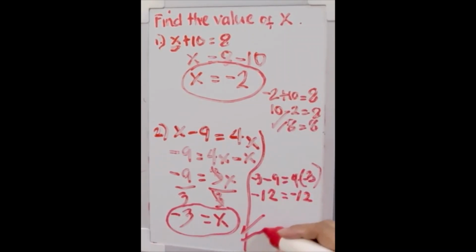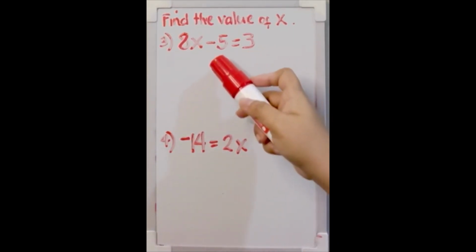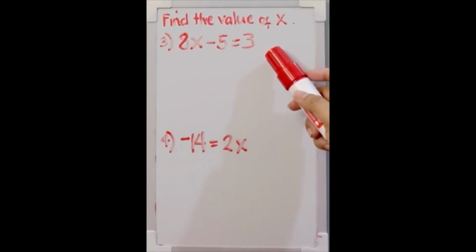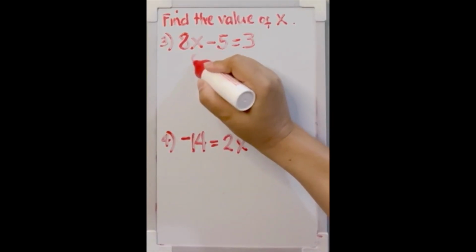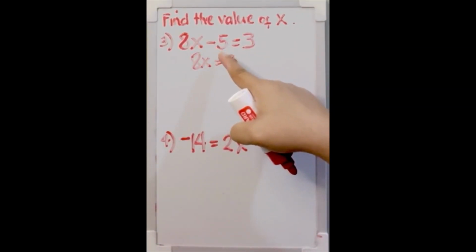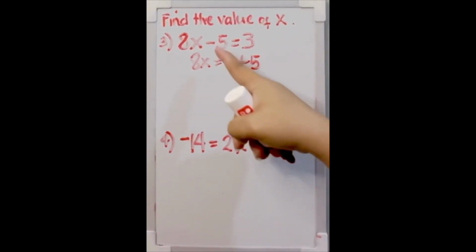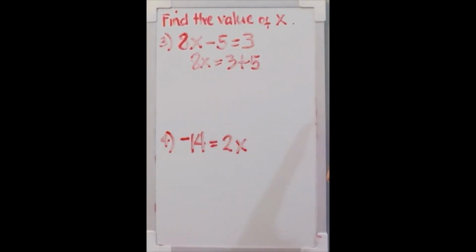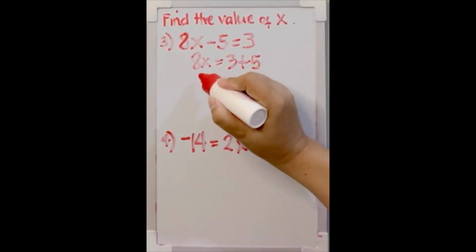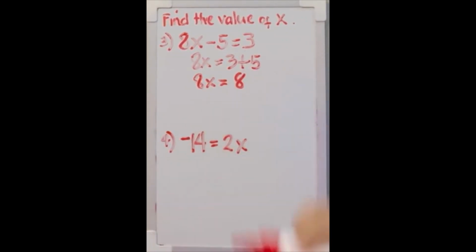So therefore, our answer is correct. The third example here, we have 8x minus 5 equals to 3. So we will be transferring 5 on the other side of the equation. So rewriting, we will have 8x equal to 3. Now this negative 5 will become positive 5 here, plus 5. So again, when you transfer a constant or a variable to the other side of the equation, we need to change the sign from negative to positive or from positive to negative. So now we have 8x equal to 3 plus 5. This is equal to 8.